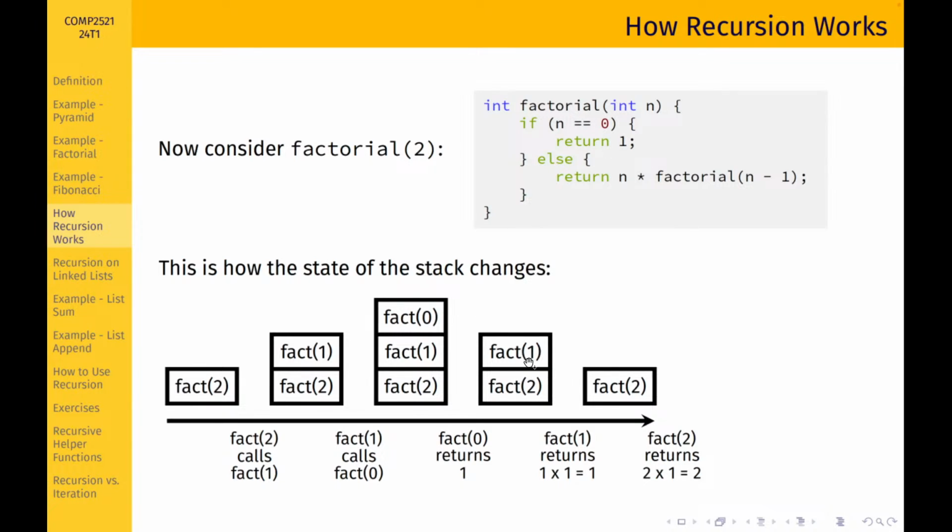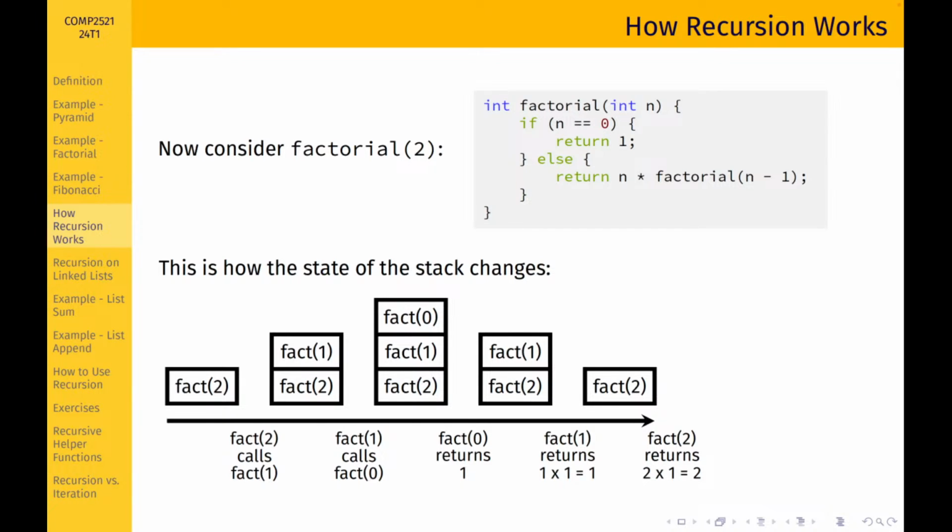After that, we can now calculate factorial 1, because factorial 1 is 1 times 0 factorial, which is 1. So factorial 1 now returns 1, and the stack frame for factorial 1 goes away. And now factorial 2 can finally calculate what 2 factorial is, which is 2. So factorial 2 returns 2, and the stack frame for factorial 2 goes away.